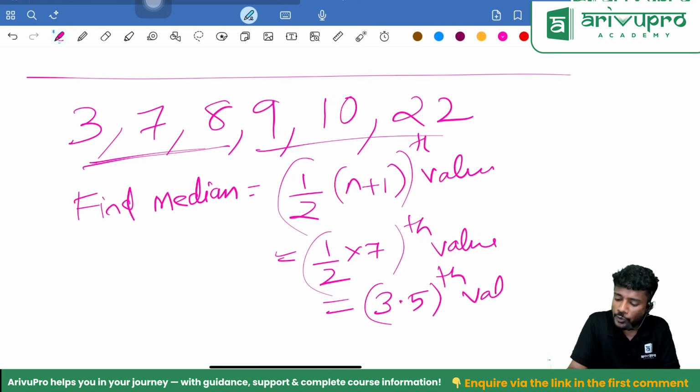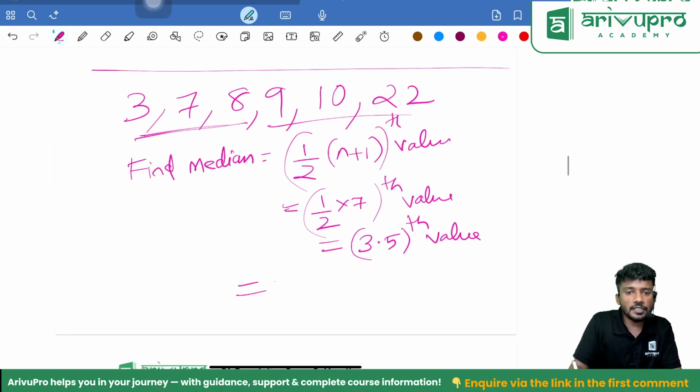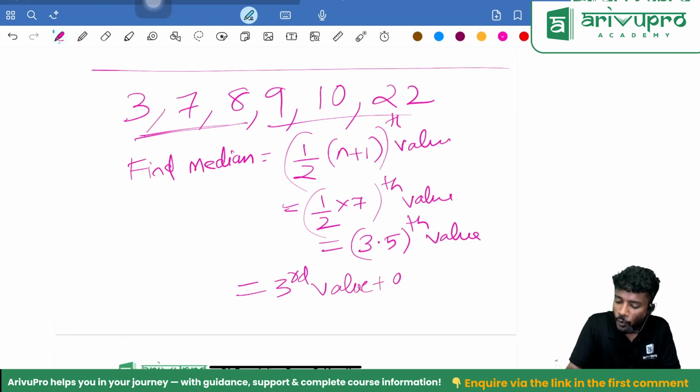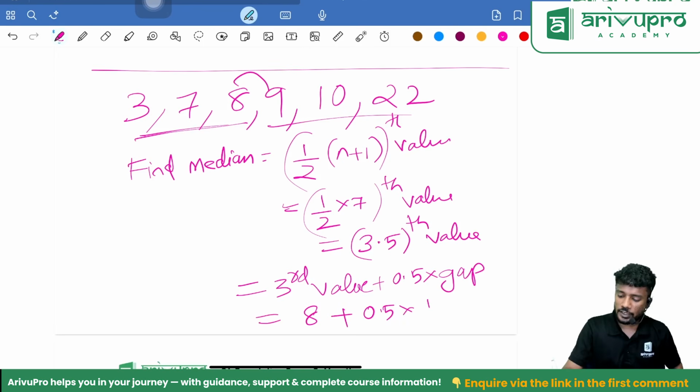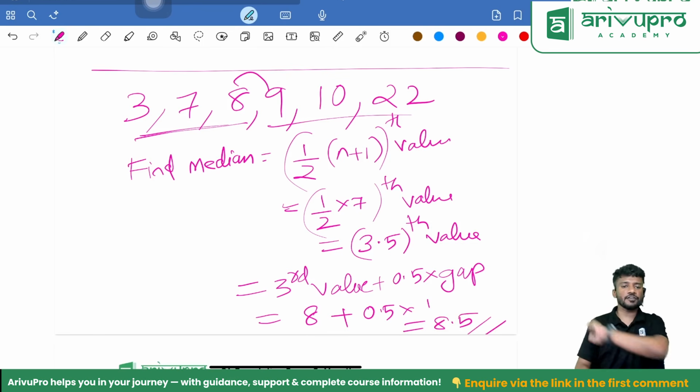That is nothing but 3.5th value. How will you write it? Third value plus 0.5 into gap. Third value is what? 8 plus 0.5 into gap. How much is the difference between 8 and 9? 1. So what is the answer? 8.5. So it is applicable for everything. Am I right? Yes, you can do any question based on this. Clear? Just use the formula.